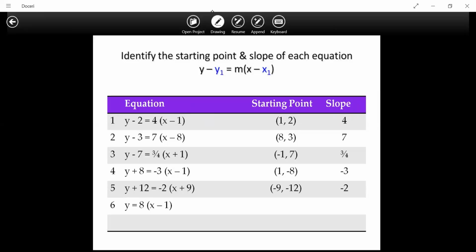Write it down. This still falls underneath the point slope formula. Think about it. It's just a little bit, just tweaking it. Okay, slight, just slight. Can someone tell me the starting point? 1, 0. Slope is 8.